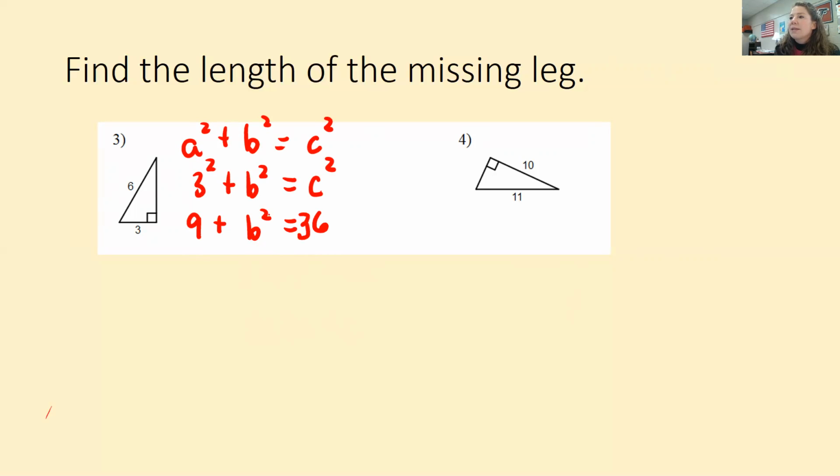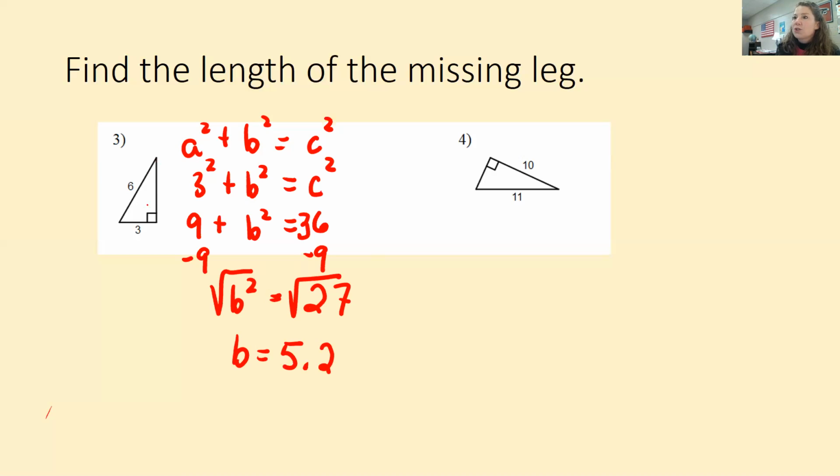All right, so now we want B squared by itself. So we're going to subtract 9 from both sides. So B squared is equal to 36 minus 9, which is 27. So the leg B is going to be the square root of 27, and the square root of 27 is about 5.2, which is shorter than our hypotenuse. 5.2 is smaller than 6, so that makes sense.